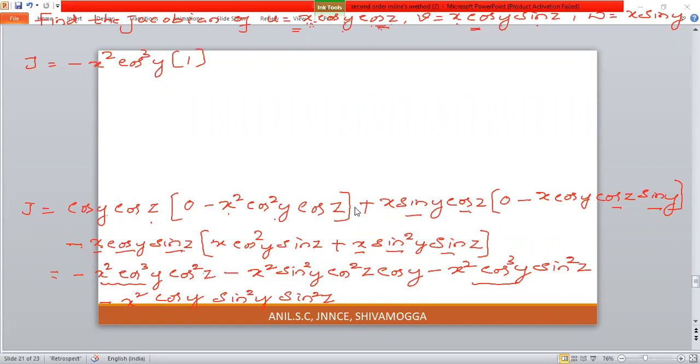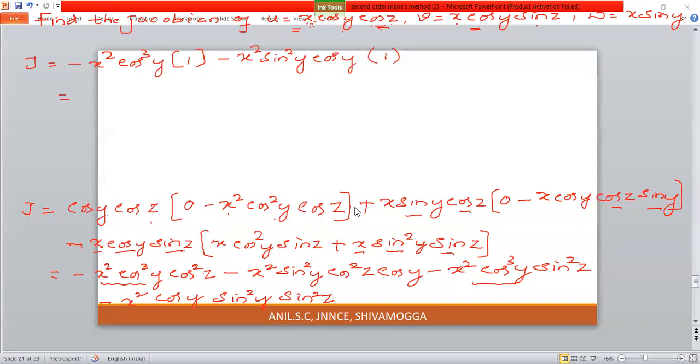Next, remaining two terms. What is the common factor from remaining two terms? Minus x square sin square y cos y. That's right. Sin square y cos y. Then what you get inside the brackets is cos square z plus sin square z. That can be written as 1.